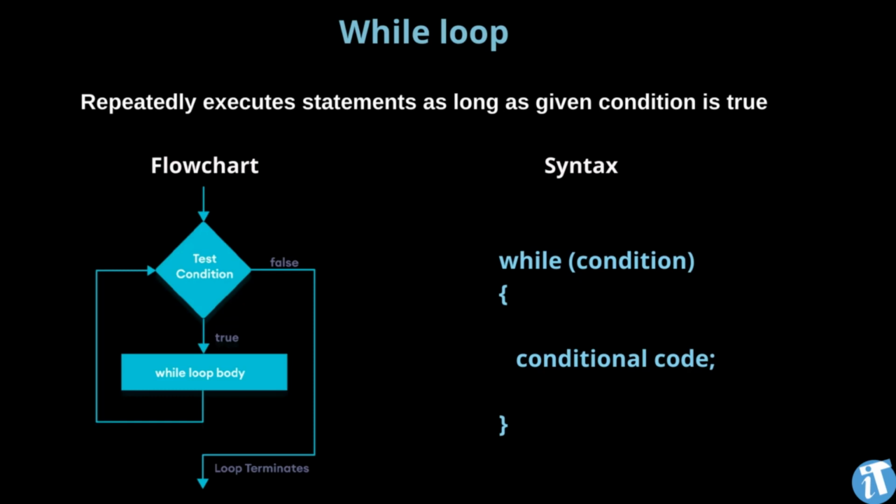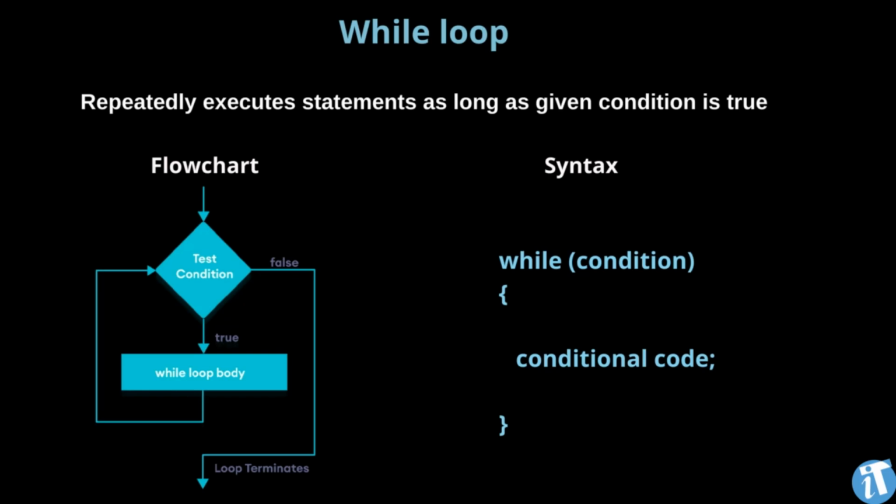But as I said earlier in the previous video, if you are very comfortable with loops, anytime you can replace one loop with another. It is just the ideal statements I am talking about. So here's the syntax: a while keyword, right after it a condition which must return a boolean, and then the conditional code. So this is a very simple syntax.